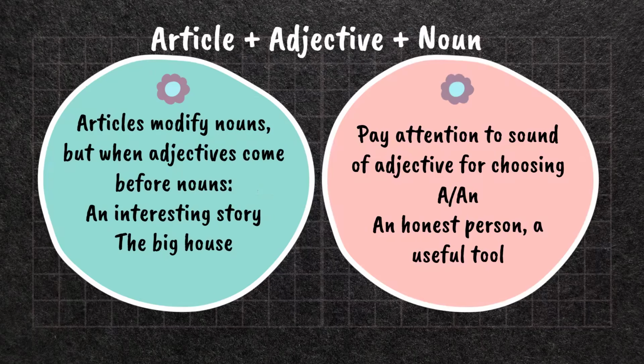Often we use an article before adjectives that come before nouns. Remember, the article still applies to the noun even if an adjective is in between. Like an interesting story, the article "an" refers to story even though interesting comes first. Always check the sound of the adjective for a or an. For instance, an honest person, because honest starts with a vowel sound, and a useful tool, because useful starts with a yew sound. I know it sounds tricky, but with practice you will handle it like a pro.